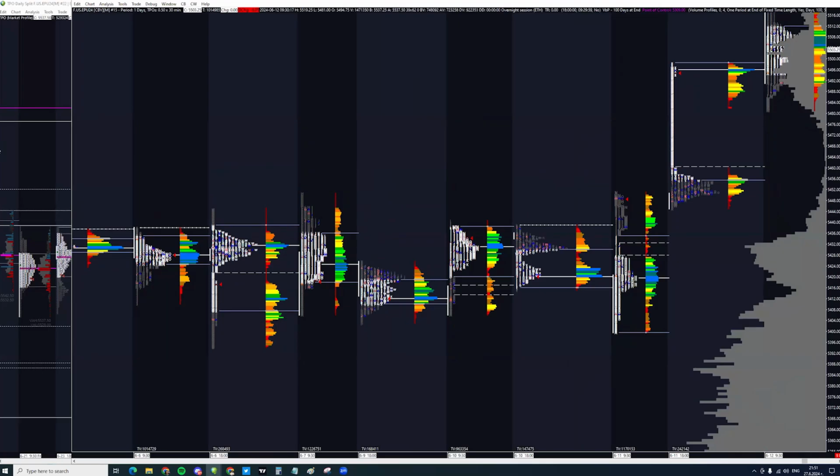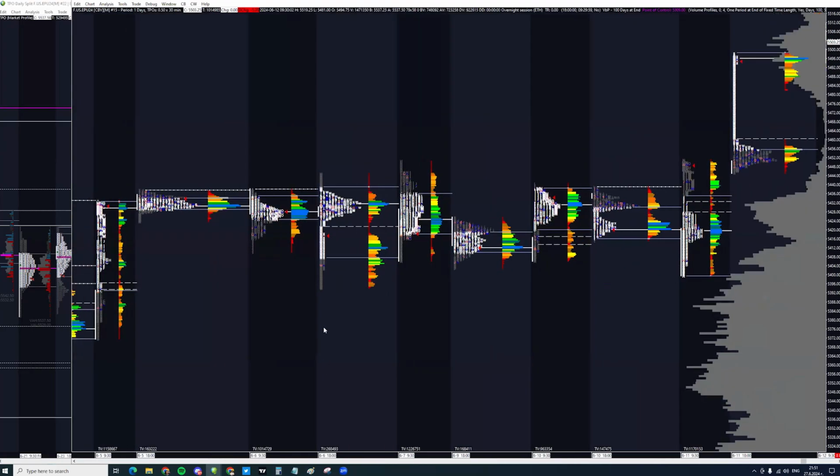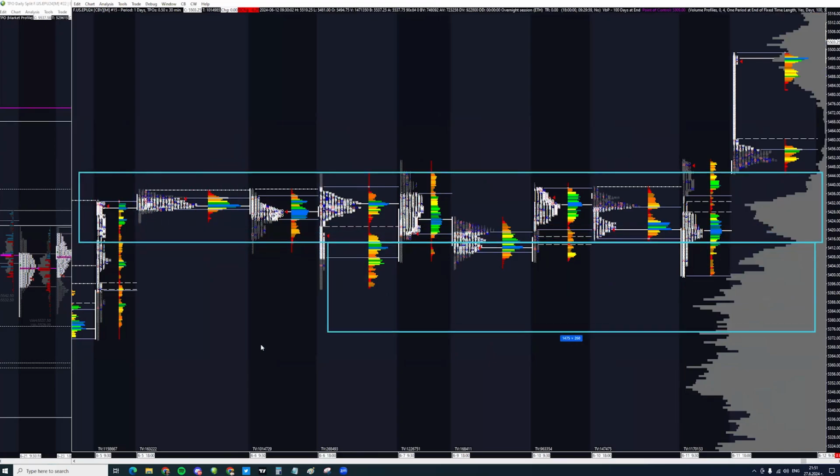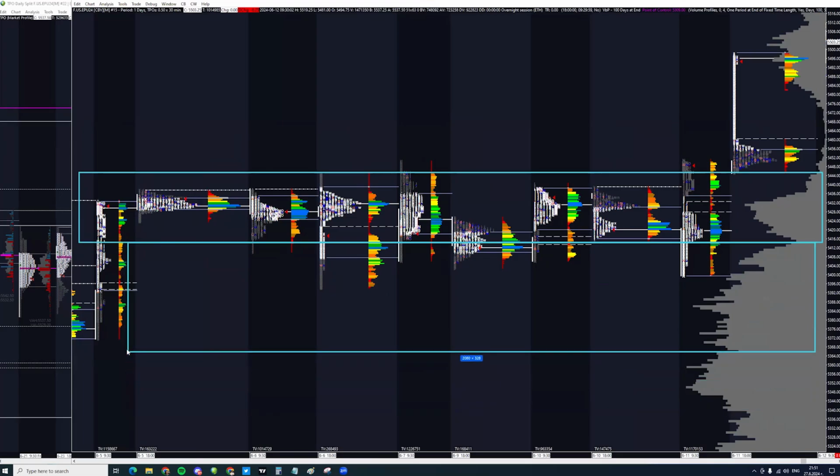So let's take a look at this situation right now based on these profiles. Let's just zoom out a little. What we have in this situation is a larger profile. We have a profile area over here, and then we have a larger distribution that spans all the way down. Let's just cut it off here.